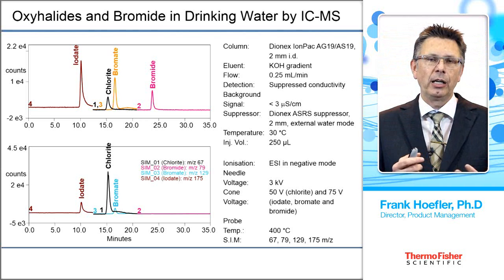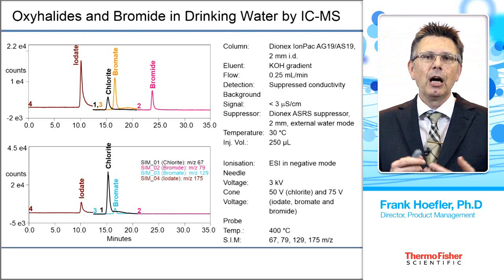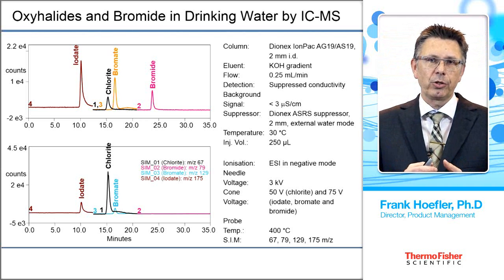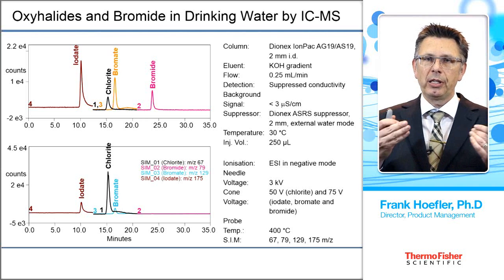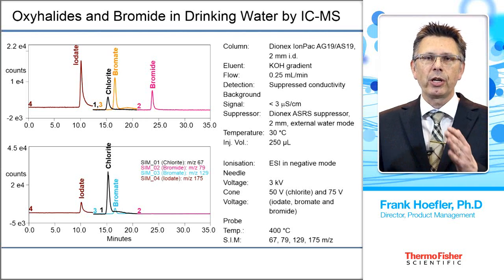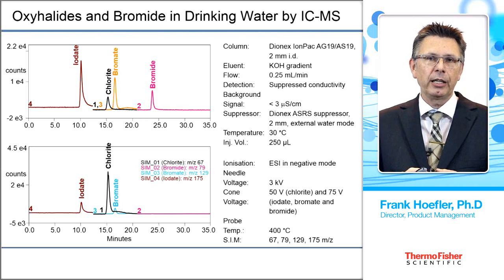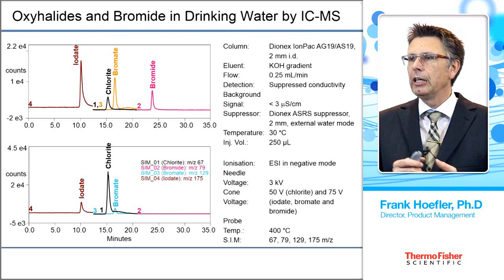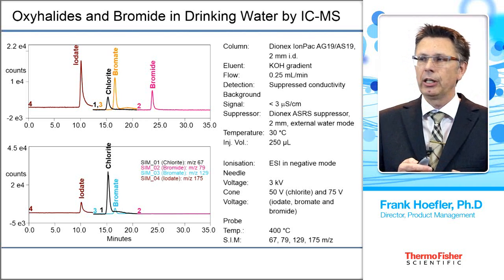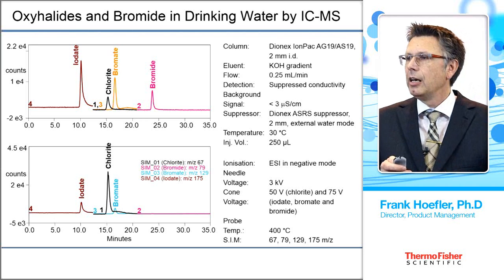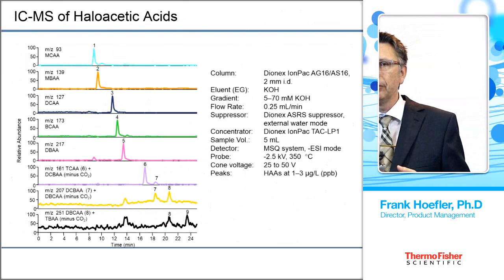also of other inorganic ions, which can be 100 or 1,000 times higher in concentration. The mass spec with the mass selective detection allows us to only focus on the target analytes and here really selectively detect those at very low concentrations. Let's move on to the next example.